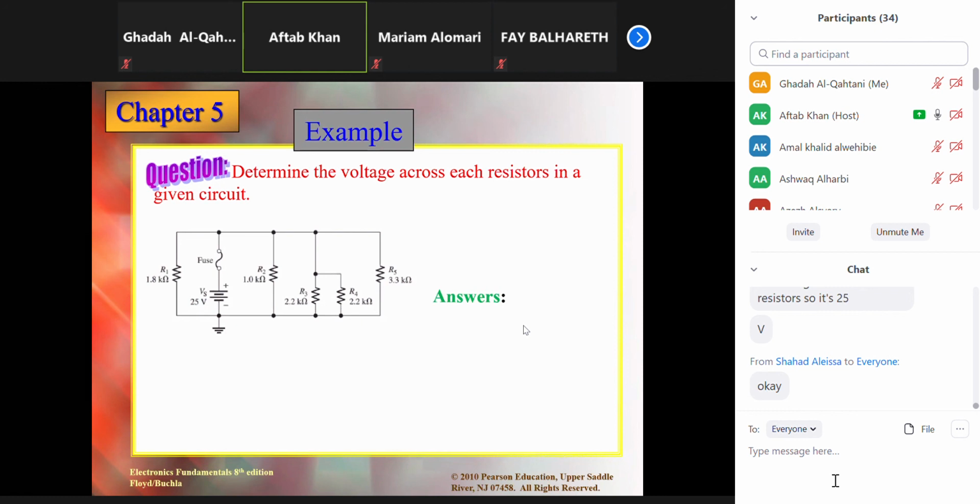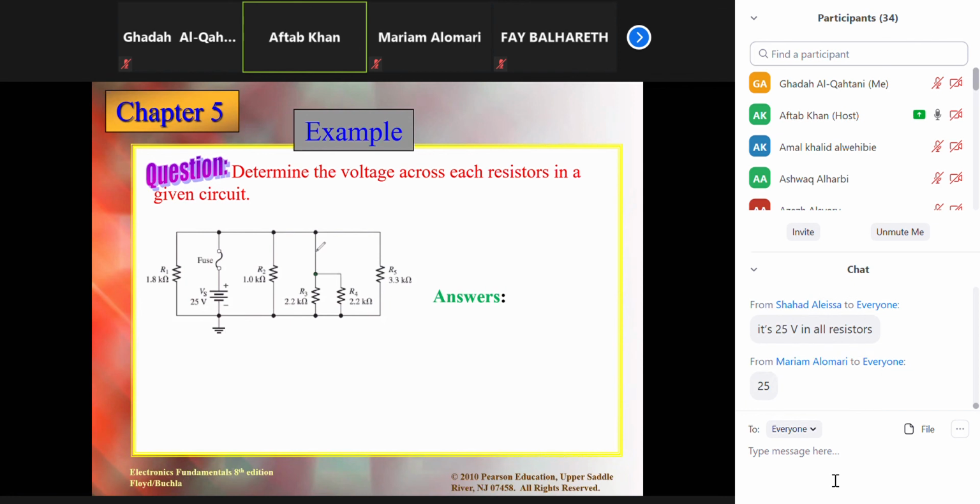Yes, no. Okay, what about the R3 and R4? Any confusion regarding R3 and R4? Or it is clear to all of you? I hope it should be clear to all of you. Yes, R3 and R4, they are in parallel also, because there may be a confusion, but I explained very well there. So I think it is clear. Yeah, so it is going to be 25 everywhere.